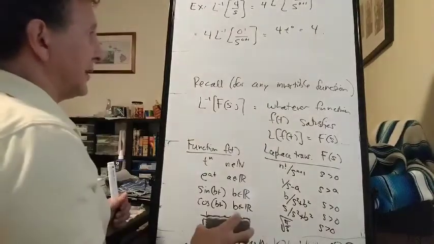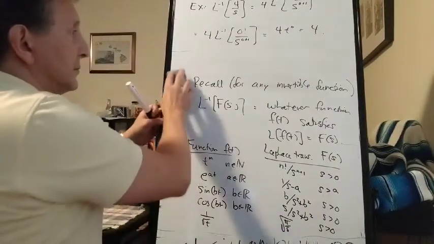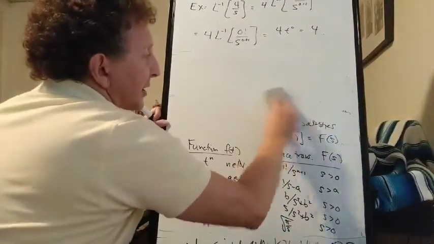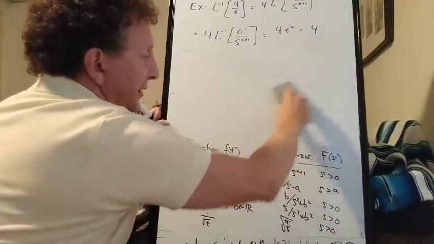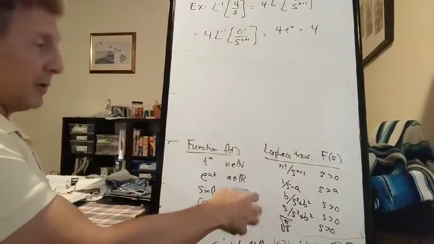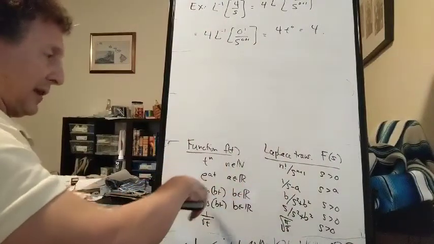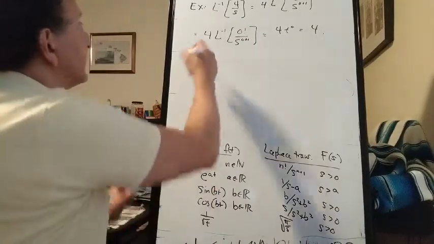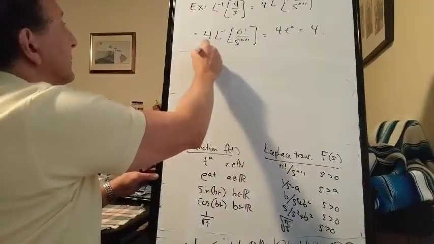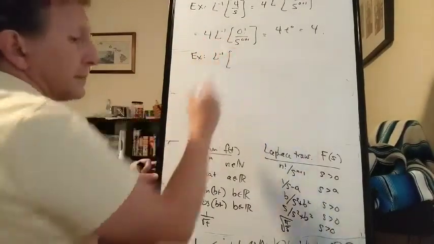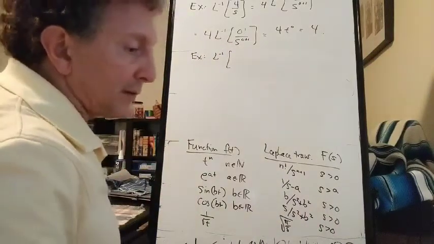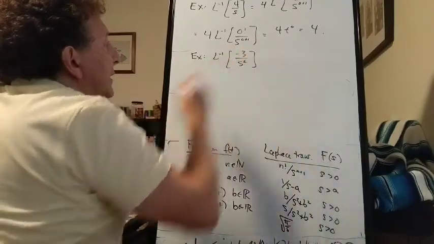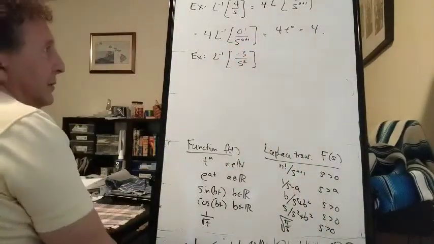Alright, let's do another example. So we're just trying to make our function look like something on the right hand side of this table, and then we'll just go to the left hand side for the corresponding function there. So let's raise the power. Negative 3 over s squared. What's the inverse Laplace transform of this?